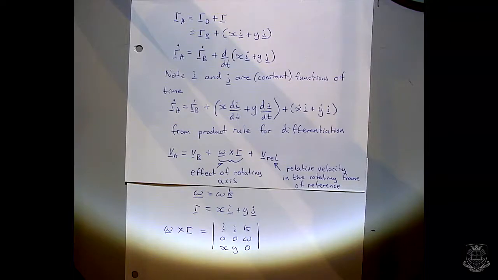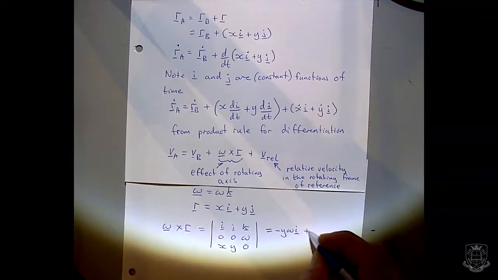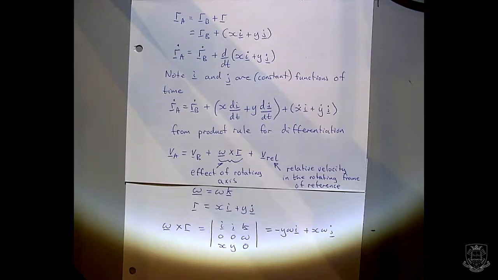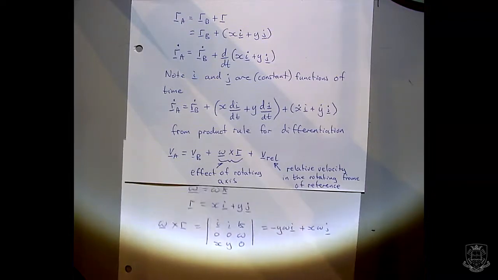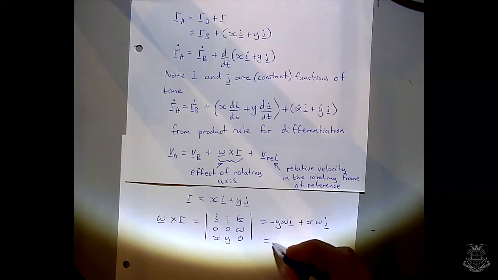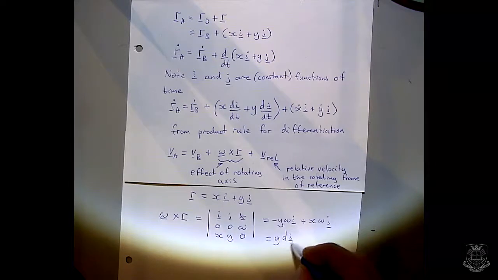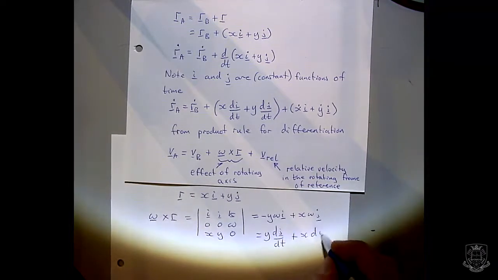So if you work out what that is, you'll get minus y omega i plus x omega j. And if you remember from what we did a couple of lectures ago, these omega j and minus omega i are actually derivatives, or they're equivalent to derivatives. So it's actually equal to y times dj by dt plus x di by dt.